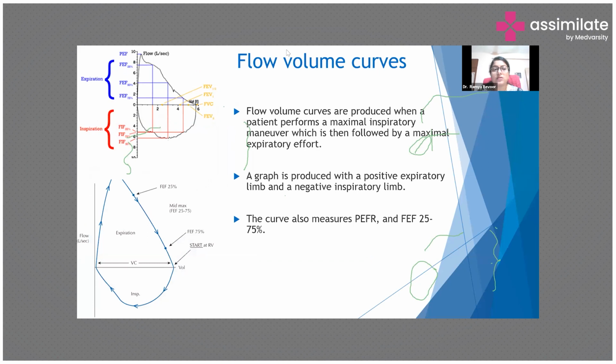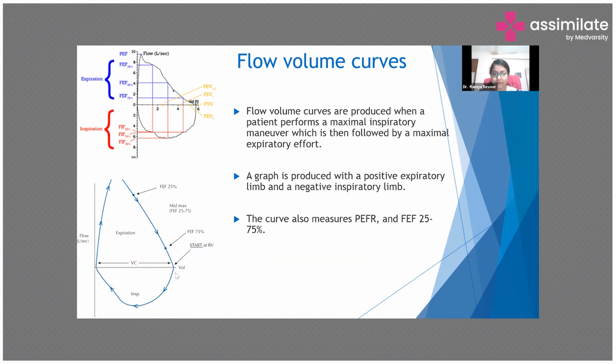So let's also look at the flow volume curve. This is also another thing that we get to see in our spirometry readings. You might have come across this. Flow volume curves are produced when a patient performs a maximum inspiratory maneuver followed by an expiratory one. So basically when a patient inspires and then expires.